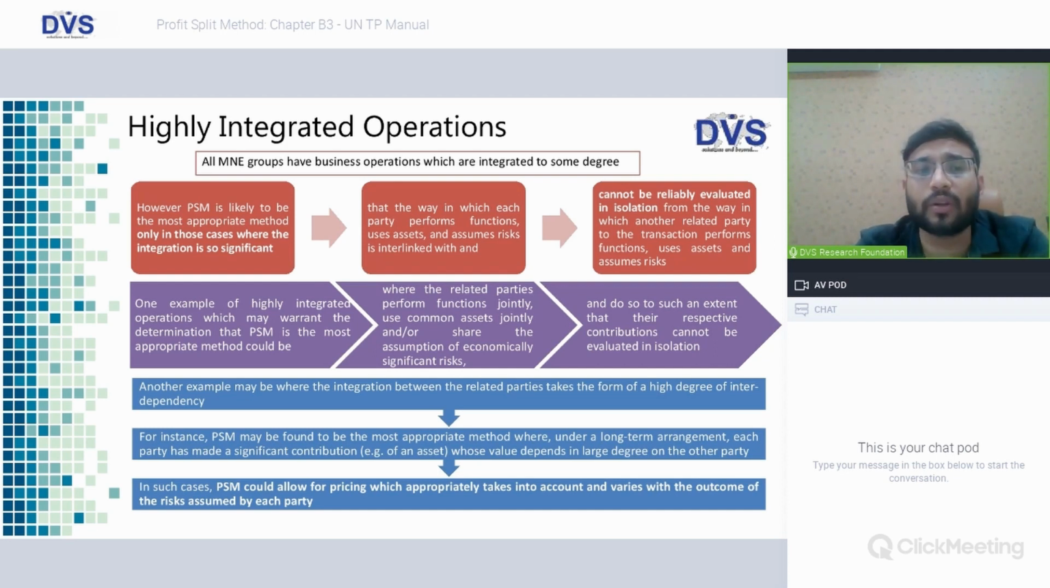Second, highly integrated operations. PSM is likely to be most appropriate only in those cases where the integration is so significant that the way in which each party performs functions, uses assets, and assumes risks is interlinked with and cannot be reliably evaluated in isolation. An example of high integration which may warrant PSM is where the related parties perform functions jointly, use common assets, and share the assumption of economically significant risk. So if that is the case, PSM can be used. Another example of a highly integrated operation takes the form of a high degree of interdependency. As I said, friends, an output of one entity may be an input for another.